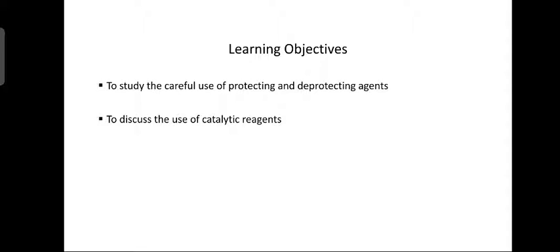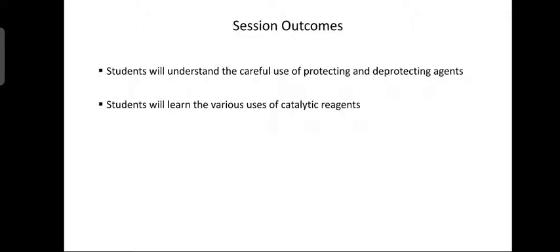What are the learning objectives of this session? To study the careful use of protecting and deprotecting agents and to discuss the use of catalytic reagents. What are the session outcomes? At the end of the session, students will understand the careful use of protecting and deprotecting agents. Students will also learn the various uses of catalytic reagents.